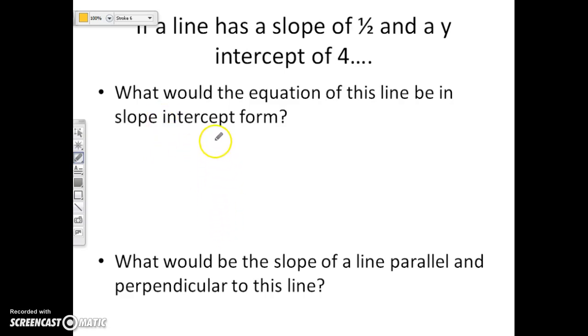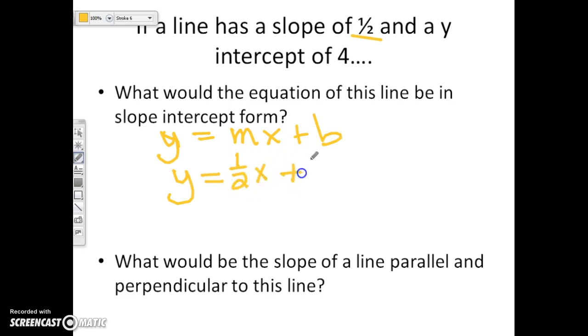If a line has a slope of 1/2 and a y-intercept of 4, what would the equation of this line be in slope-intercept form? First of all, remember that slope-intercept form is y = mx + b, where m is the slope and b is the y-intercept. So let's plug in what we know. We have a slope of 1/2. We'll put that in where m goes. We have a y-intercept of 4. We'll put that in where the y-intercept goes. That would be our equation in slope-intercept form.